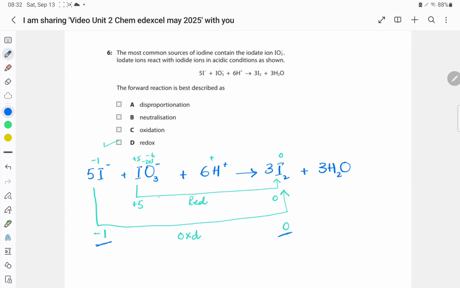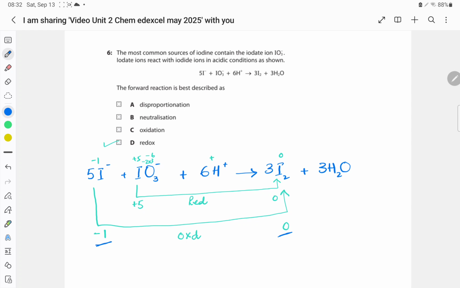And then if you look at this other ion, here we see there's a plus 5 oxidation number for iodine, and it is converted into 0. So this is reduction. Because both reduction and oxidation are happening, it's going to be redox. It's not going to be disproportionation. Why? Because in disproportionation, the same element is oxidized and reduced.